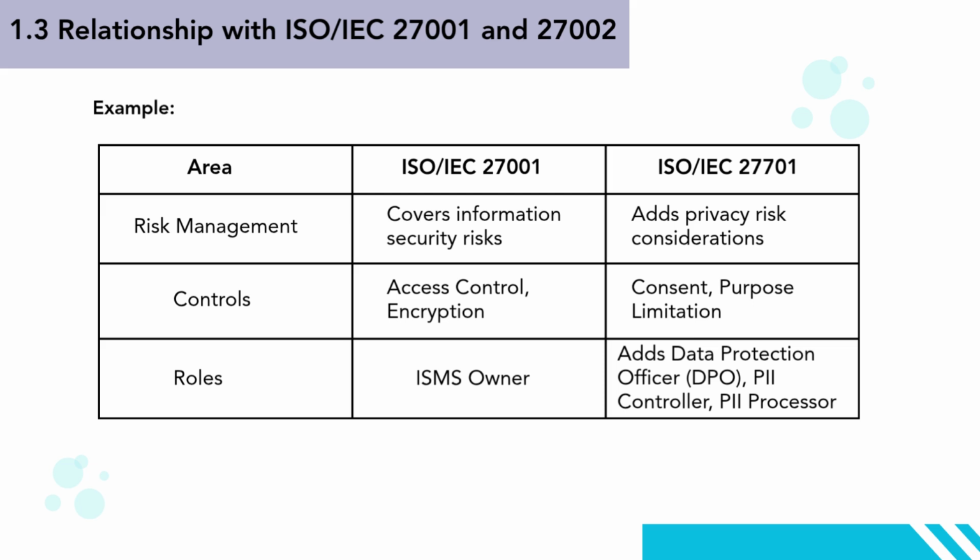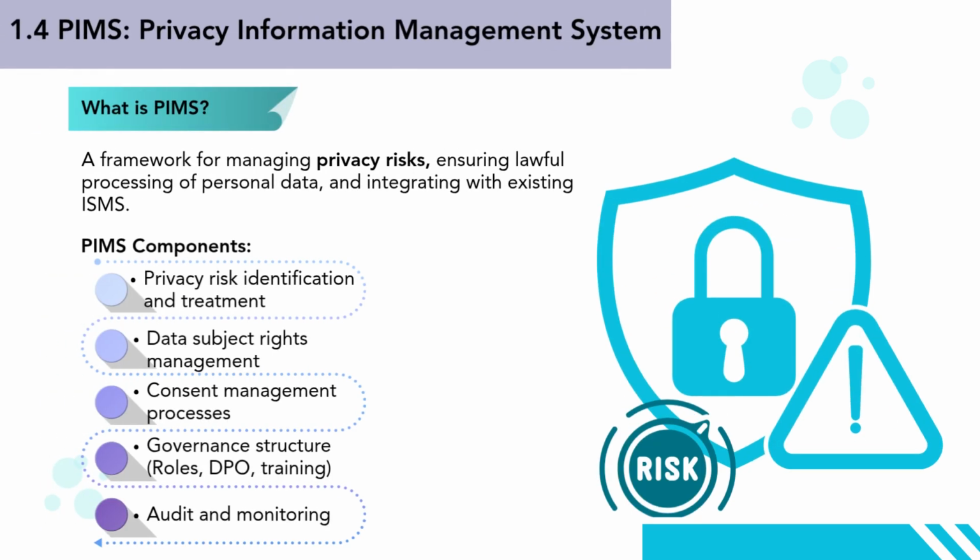Perhaps most notably, the organizational roles expand from the traditional ISMS owner in ISO 27001 to include specialized privacy roles such as the Data Protection Officer who oversees privacy compliance, PII controllers who determine processing purposes, and PII processors who handle data on behalf of controllers, creating a comprehensive governance structure that addresses both security and privacy requirements within a unified management system.